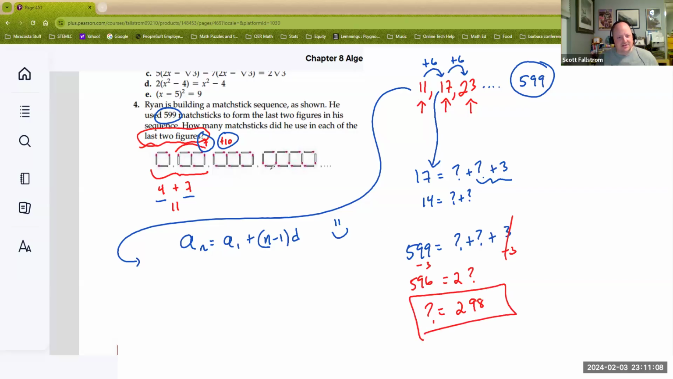Now it says, how much did he use in each of the last two figures? Well, I know 298 was one of them. And don't forget, the other one was three more. So I would say 301. And there are the two that I would use.